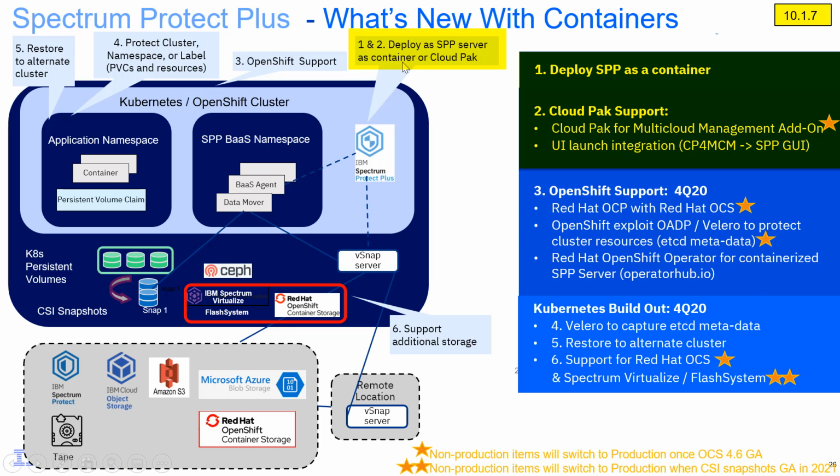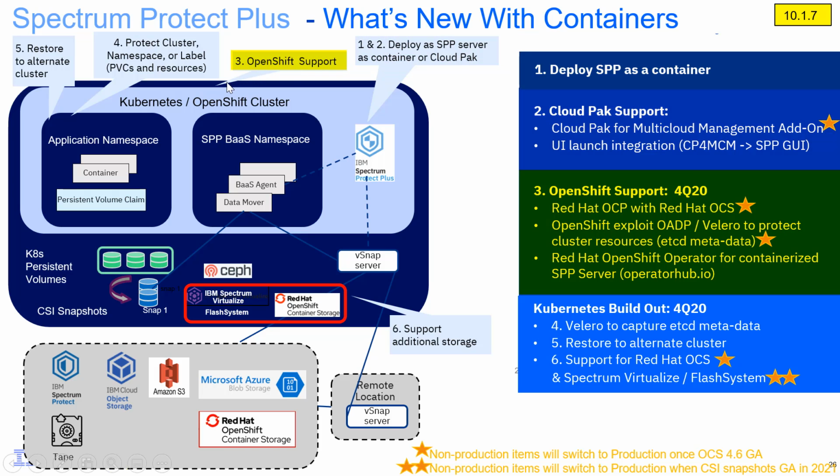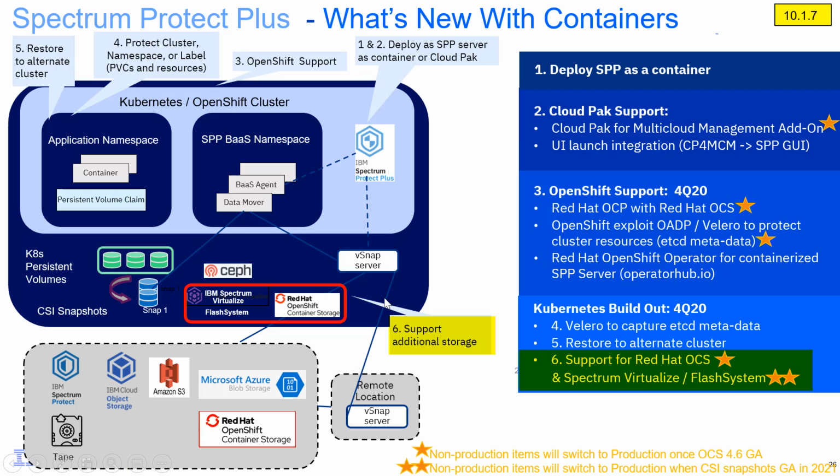The first and second enhancement deploys Spectrum Protect Plus server into a container. Then I'm going to talk about our OpenShift support. Then we'll look at how to protect a cluster, namespace, or label. So this will be both the PVCs as well as the resources. We'll then look at restoring to an alternative cluster, number 5. Then we'll look at supporting additional storage in the container.